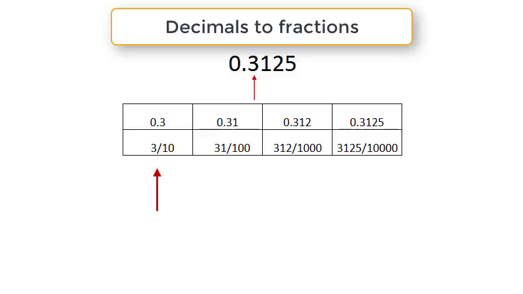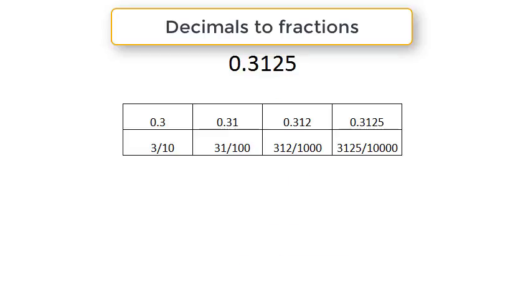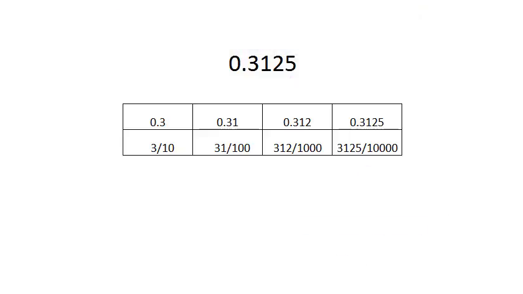0.3125. The 3 represents 3/10 of a whole. The 1 represents 1/100th of a whole. The 2 represents 1/1000th of a whole, and the 5 represents 10,000ths of a whole. So to change this number into a fraction, it would be 3125 over 10,000. But we will need to reduce it to make it useful.